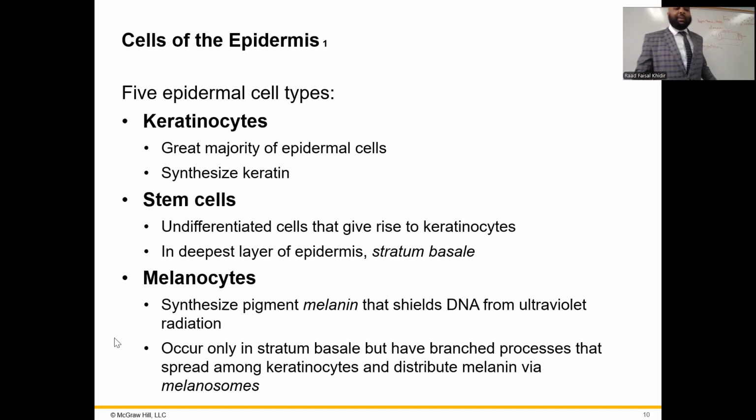Okay? Melanocytes. These synthesize the pigment melanin that shields the DNA from the ultraviolet radiation. So that's the job of the melanocytes.